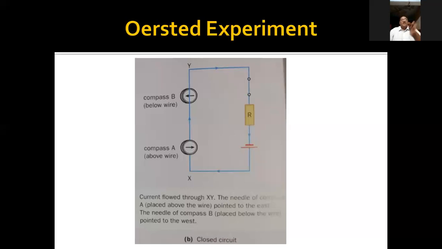So if it is the conductor, what will happen? The magnetic field is circular. So above, it's in this direction, for example, and because it's circular, below it will be in this direction. I hope that you understand this.